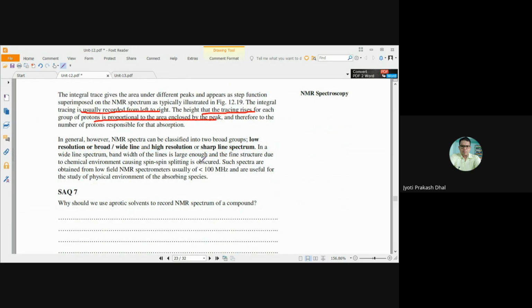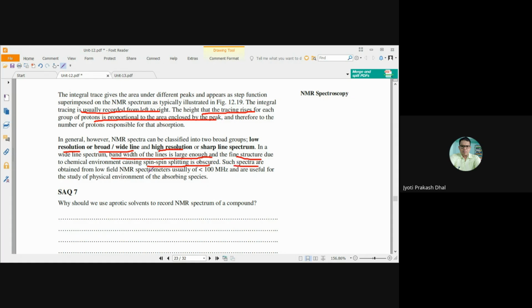In general, NMR spectra can be classified into two broad groups: low resolution NMR spectra, that is called wide line spectra, and high resolution NMR spectra, that is called sharp line spectra. In a wide line spectrum, the bandwidth of the line is large enough that the fine structure due to chemical environment causing spin splitting does not occur.